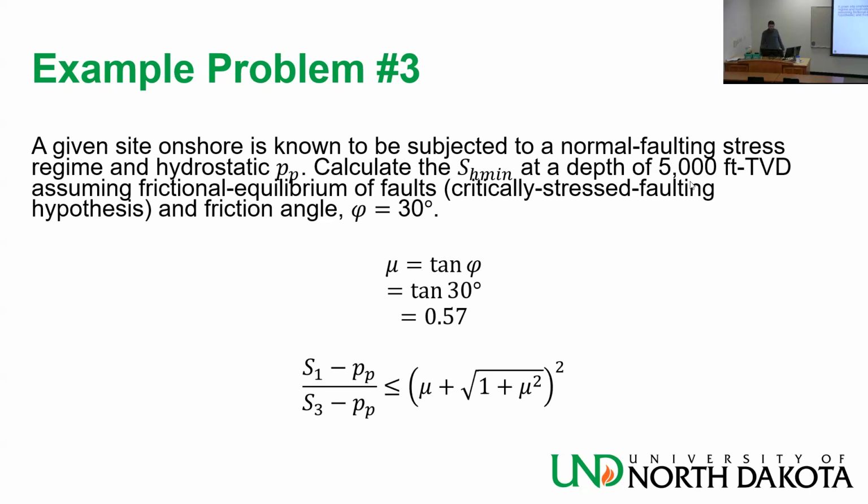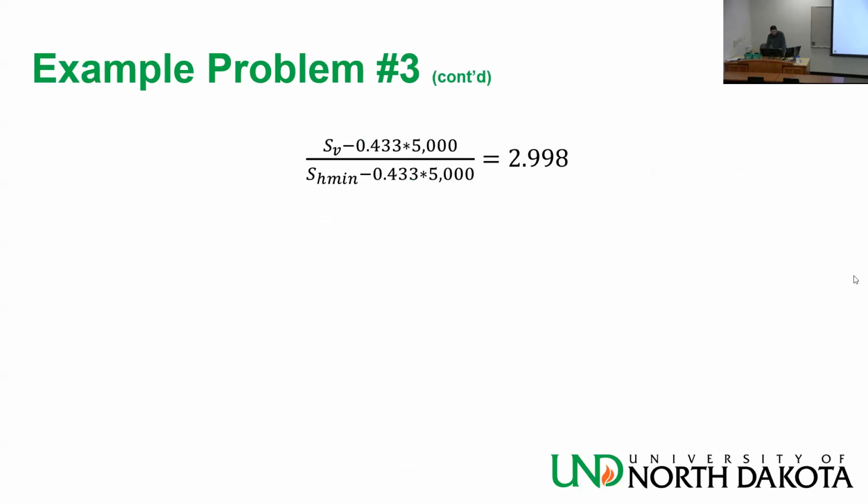And then I use this equation that I mentioned before. For mu 0.57, the right-hand side is no longer 3.12, as it is for mu equals 0.6. It's 2.993, basically. Okay? And now I proceed by replacing S1 with SV because it's normal faulting, and S3 with SHmin because it's normal faulting.